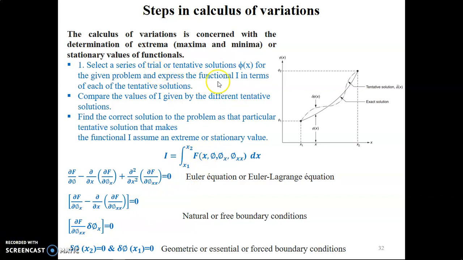So the procedure is very simple. First we need to apply a different tentative solution, obtain the value of f, minimize its value, and then select the tentative solution for which the value of I will be minimum over the solution domain. So the trial function which provides the minimum value of I will be our final approximate solution of an engineering problem.